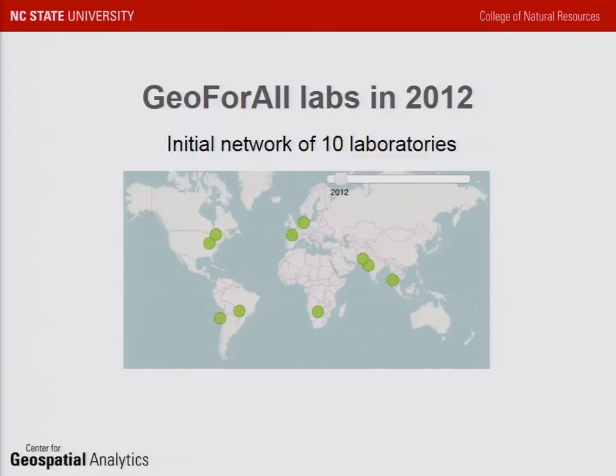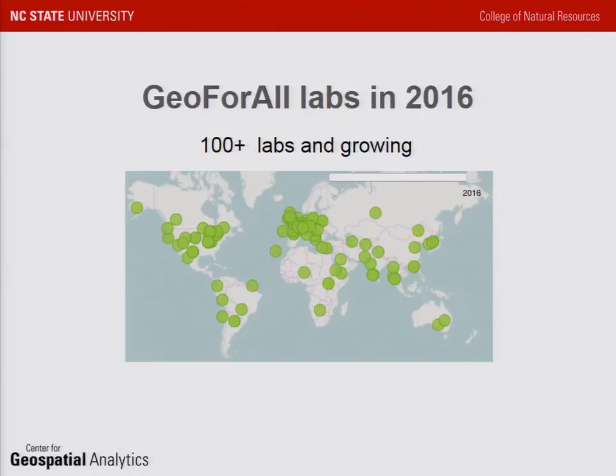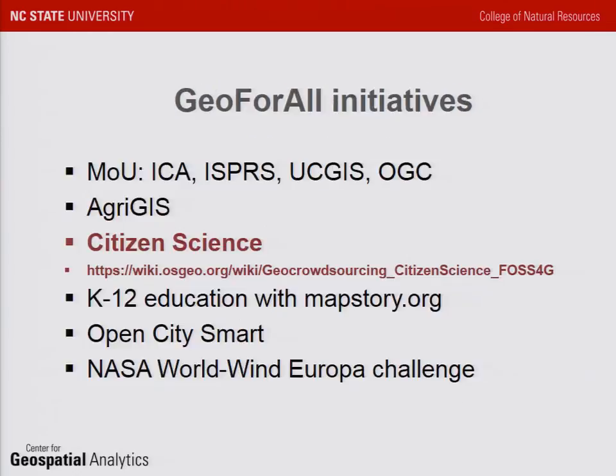This was the laboratories when we started around 2012. It has about 10 laboratories. This is currently, we have over 100 laboratories all over the world collaborating on different initiatives, different projects, from software development to data collection. Among the initiatives that the open source and the Geoforall has is also citizen science, and that's what I will be talking about.